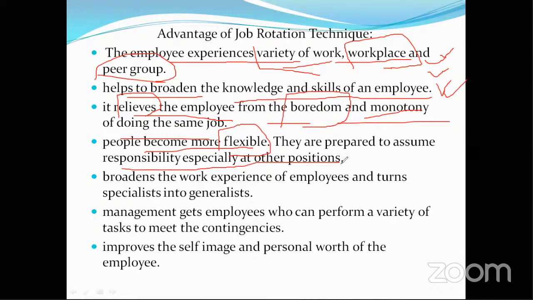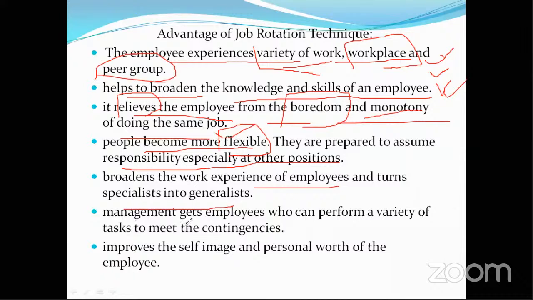So in my example, I mentioned the bus driver became flexible because some days we have assigned him the task of driving a van, and some other days he has been assigned the task of driving a jeep. So his activities will be flexible. So it broadens the work experience of employees and turns specialists into generalists. See, they will be generalists, meaning anything they can do rather than a specialist. Specialist means only a bus he can drive. So that will be removed now. He will become a generalist now.